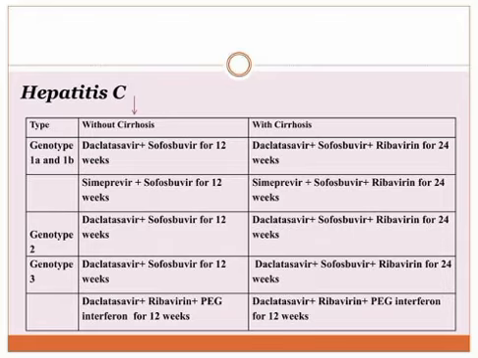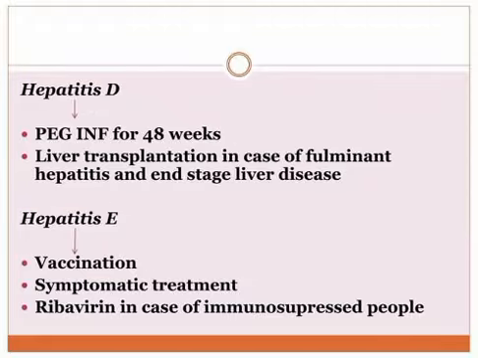For those with cirrhosis, it will be daclatasvir plus ribavirin plus polyethylene glycol interferon for 12 weeks. So these are the treatment algorithms for hepatitis C. Mainly we have to give the antiviral drugs, which include daclatasvir, sofosbuvir, simeprevir, ribavirin, and polyethylene glycol interferons, for 12 weeks without cirrhosis, and for 24 weeks with cirrhosis.